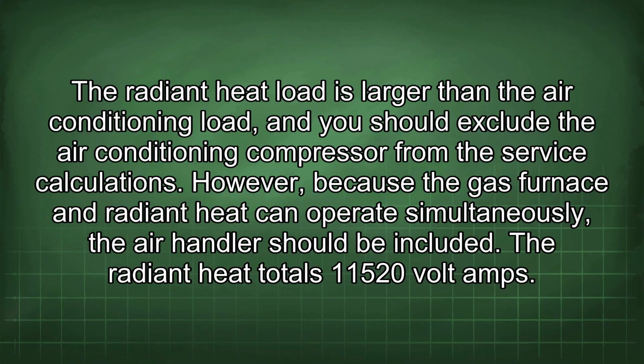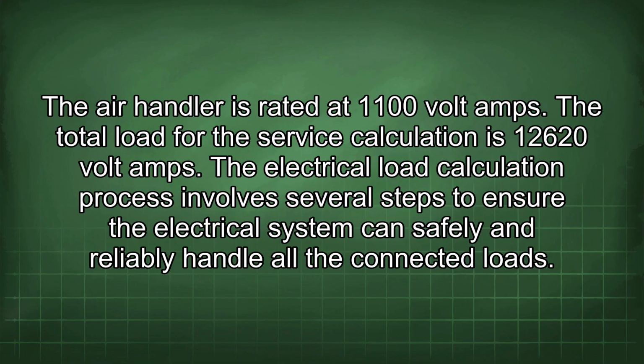The radiant heat load is larger than the air conditioning load, and you should exclude the air conditioning compressor from the service calculations. However, because the gas furnace and radiant heat can operate simultaneously, the air handler should be included. The radiant heat totals 11,520 volt amps. The air handler is rated at 1100 volt amps. The total load for the service calculation is 12,620 volt amps.